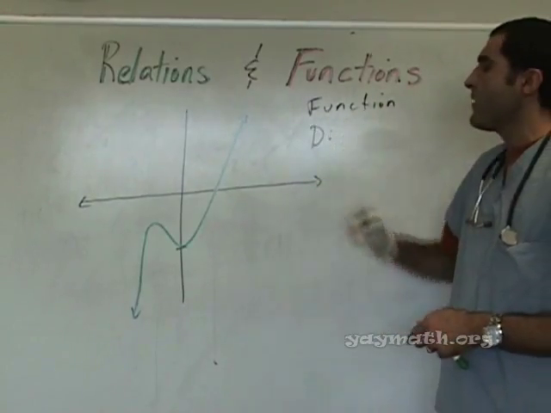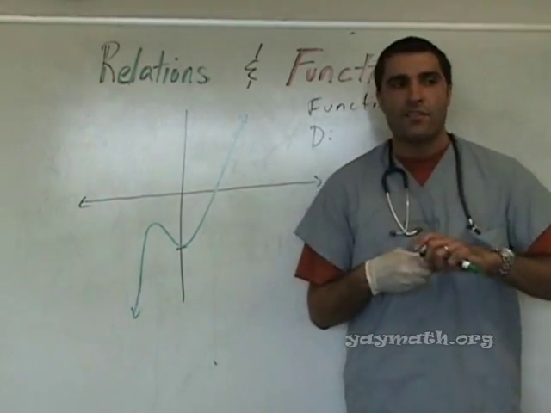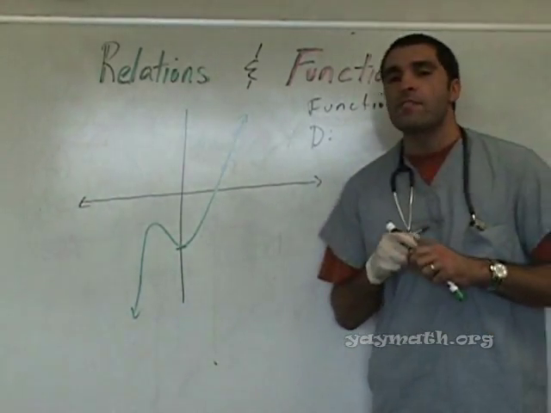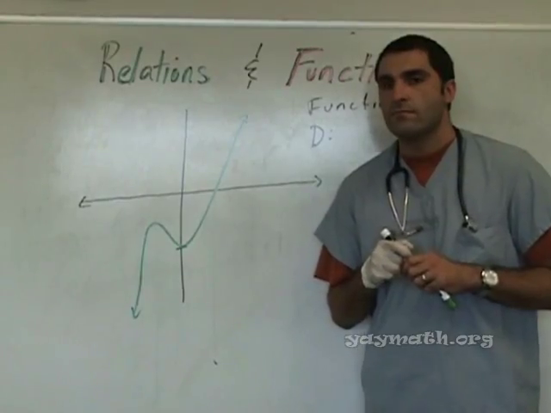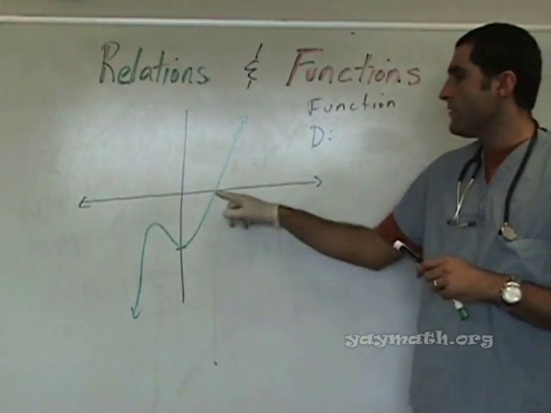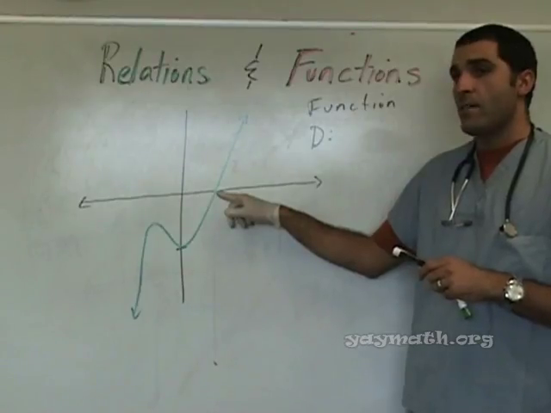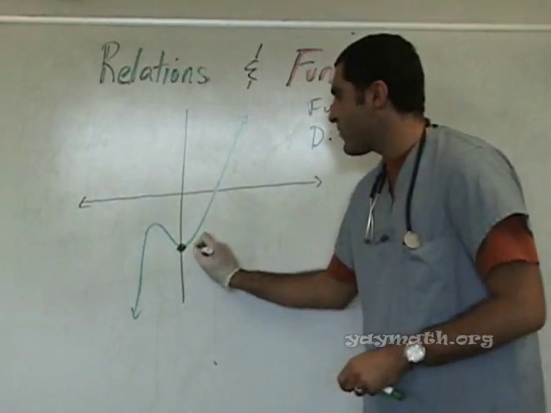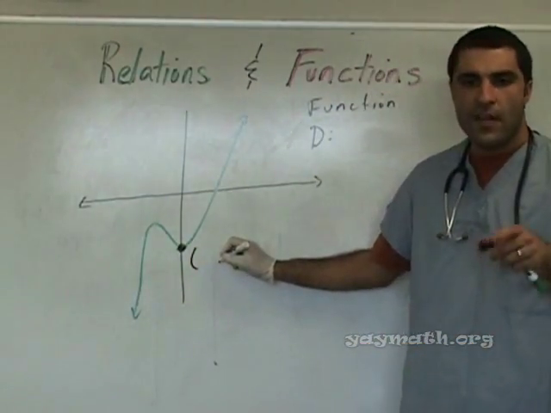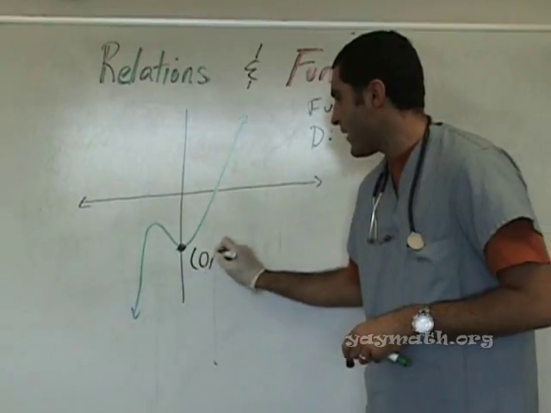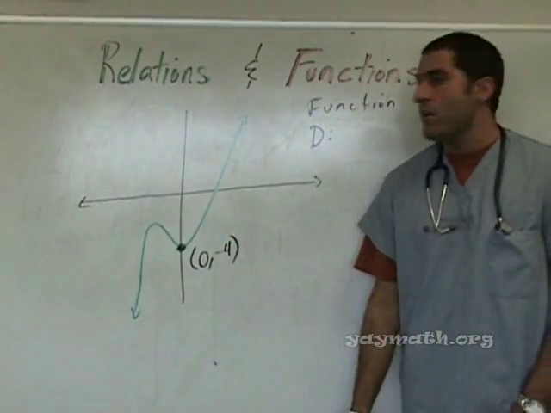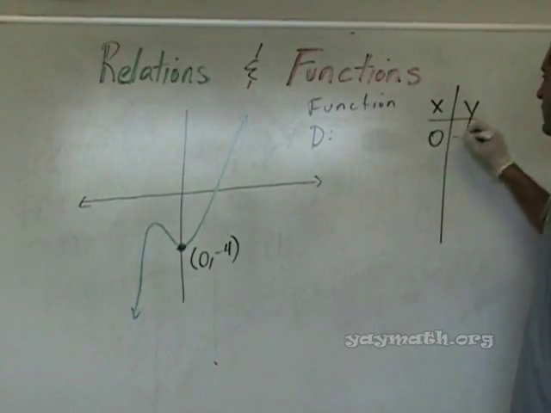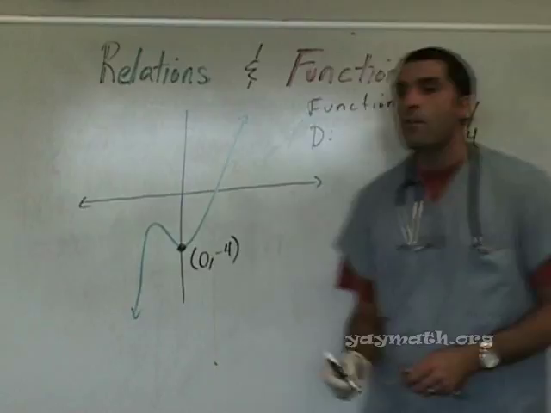Now, domain: all possible x values. Let's say, for example, can x be 0? Where is x 0? On the x-axis. Here, x is 0, indeed. What is this point? It's on your graph: 0, negative 4. If we wanted to draw a chart, x and y, 0, negative 4. So x can be 0, and 0 is included in the domain.